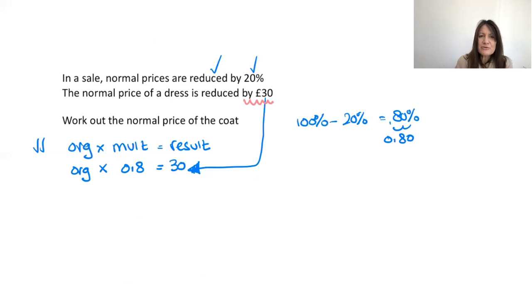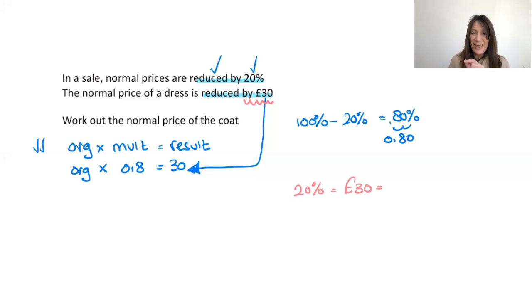The normal price of the dress is reduced by 20%. So let me show you. It's reduced by 20%, reduced by £30. This is telling us that 20% is equal to £30. Can you see the difference?